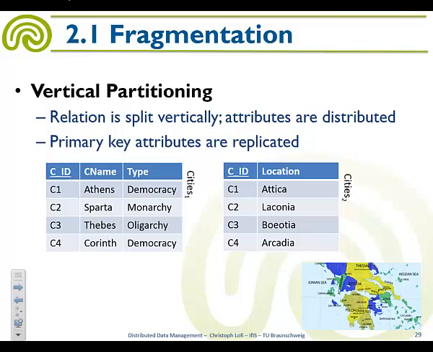So why should you need vertical partitioning? A lot of systems decide on horizontal partitioning. A lot of systems decide on vertical partitioning. But why? Yeah, just try.